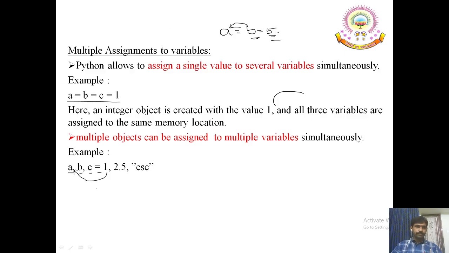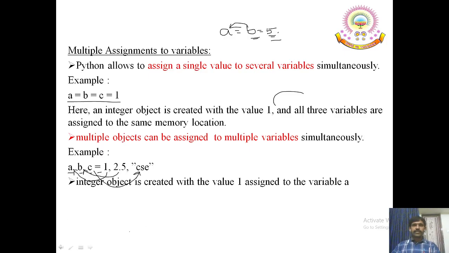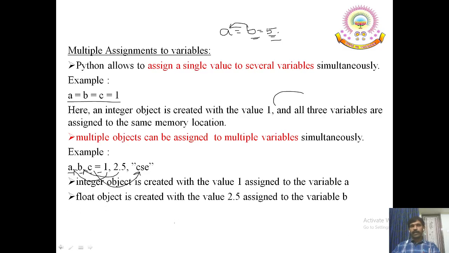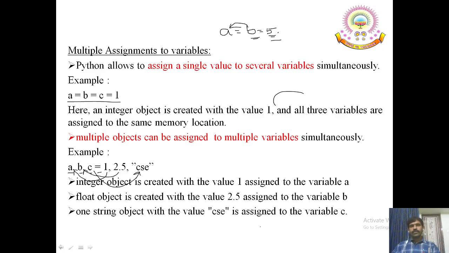Similarly, 2.5 is the constant stored in B. In this case B is created as float type and C will get the value CSC. So C will be considered as a string variable. An integer object is created with value 1 assigned to the variable A. Similarly, a float object is created with the value 2.5 assigned to the variable B, and one string object with the value CSE is created and assigned to the variable C.